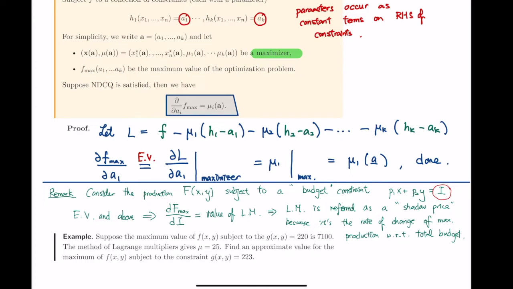Okay? So this is a very realistic question. When you increase the total budget of your production, that means you increase I, then you're interested in how the maximum production will change accordingly. And it turns out, by the envelope theorem, dF*/dI equals the value of the Lagrange multiplier. So the Lagrange multiplier really governs how F* changes with respect to the total budget. For this reason, we refer to the Lagrange multiplier as the shadow price, okay? Because it's really the rate of change of the maximum production with respect to the total budget.